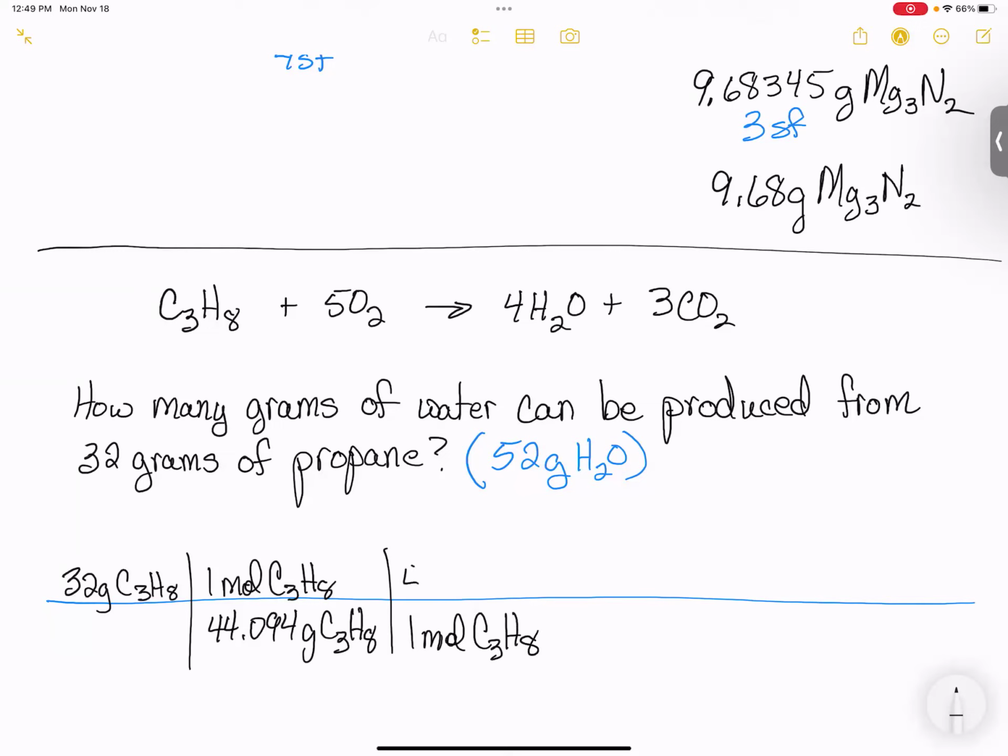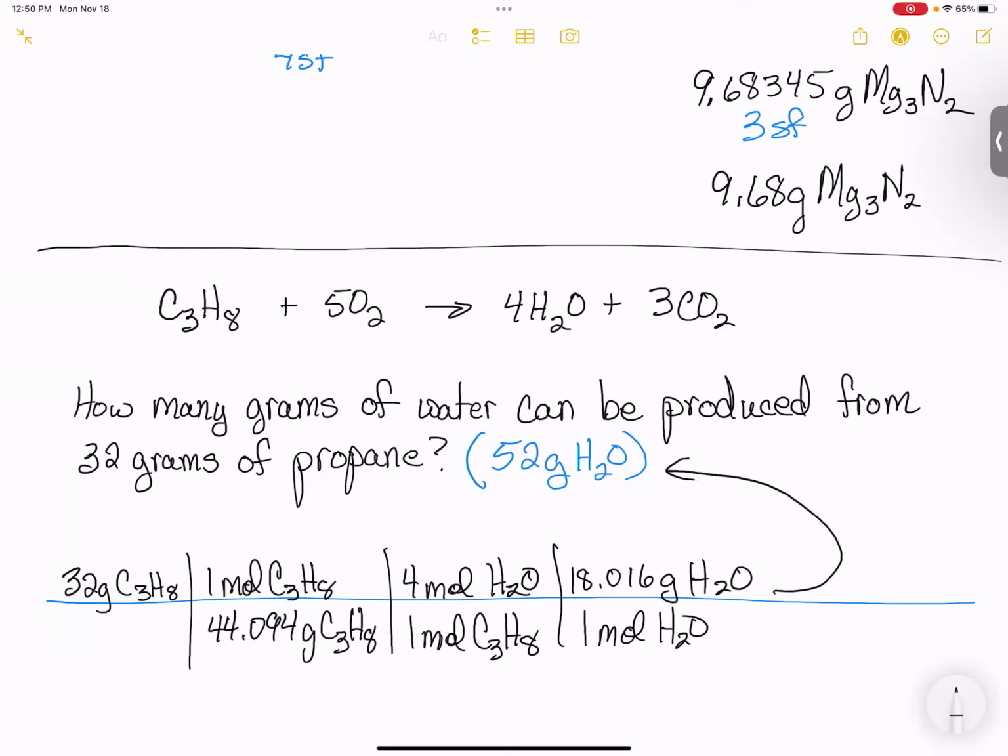for 4 moles of water. And then 1 mole of water has a mass of 18.016 grams of water. And when you solve it and get to the correct number of significant digits, it's 52.